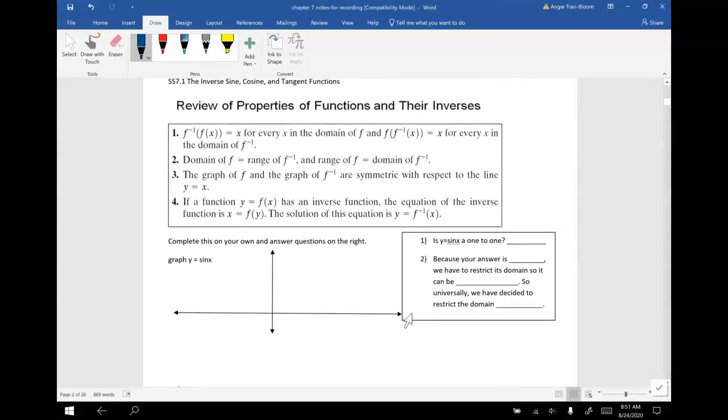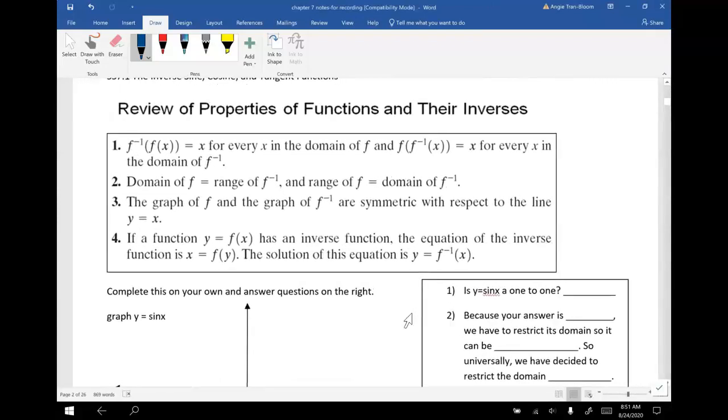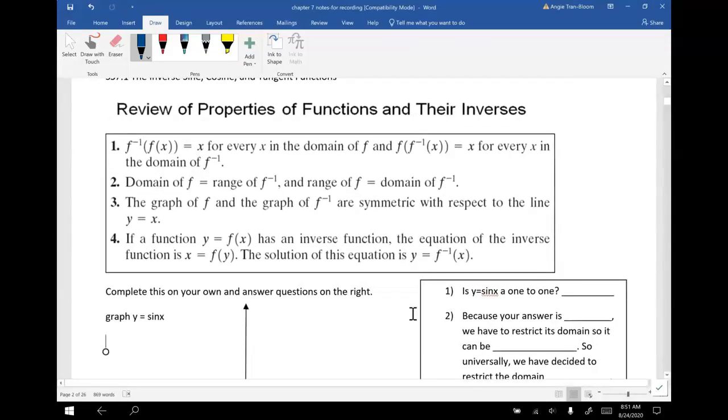Okay, so all functions have the same properties in terms of their inverses. As you remember, this right here denotes the inverse of f. So number one, f inverse of f of x equals x for every x in the domain of f, which is the regular function, and f composed with f inverse equals x as well for every x in the domain of the inverse. So both of those must be true.